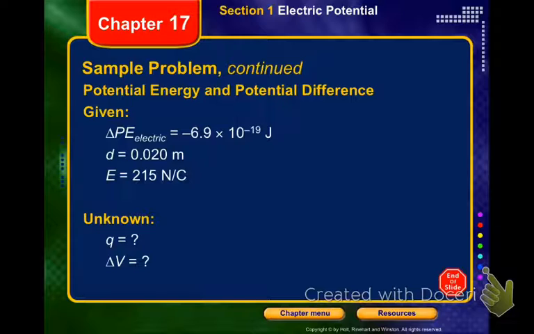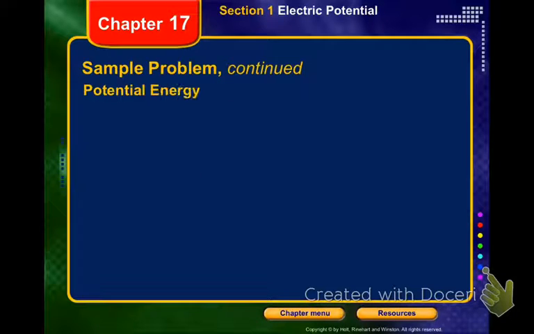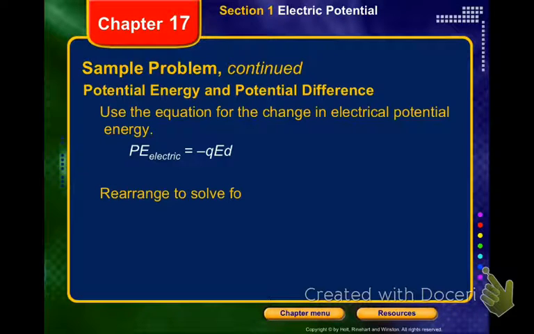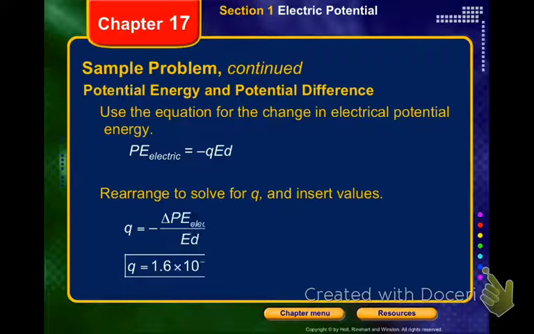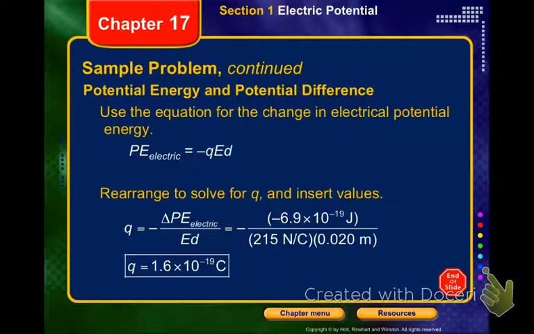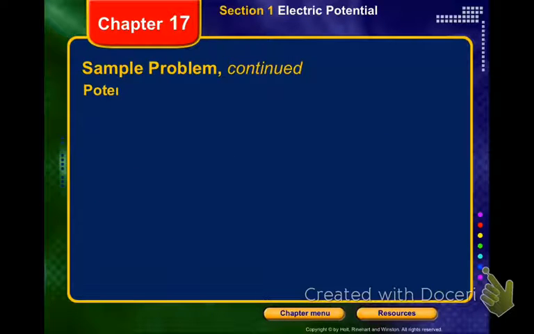Set up the equation that we had given for PE electric, and we can solve for Q here since the other three variables are given. So the charge is 1.6 times 10 to the negative 19th coulombs. And that number should look very familiar to you because that is the charge of an electron. And to find the potential difference, there's the other equation that was given. Solve for delta V and you get negative 4.3 volts.